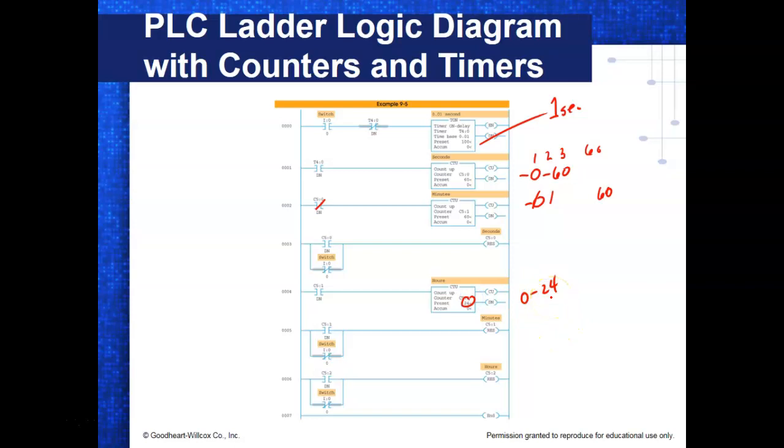So this is the clock. And then they should reset themselves. So when this guy gets done, it resets itself right here, right? When this guy counts to 60, it resets itself right here. And then when timer 2 gets to 24, it resets itself right here. So this would be a 24-hour clock.